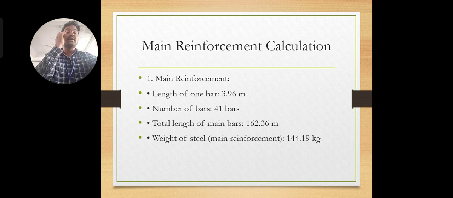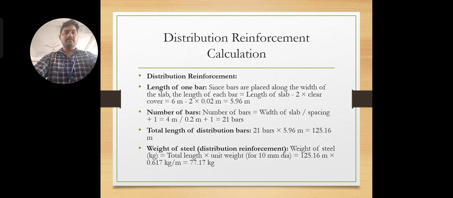Then if you want to calculate the cost, for example, if you take 1 kg of steel at around 100 rupees, then the cost of the main bar is equal to 144.19 into 100, therefore 14,490 rupees is the cost of the main reinforcement. If you know these cost details, it's very helpful for any builder or contractor who wants to design it. This is only the main bar that I have discussed till now, and the next one I want to discuss is the distribution reinforcement.